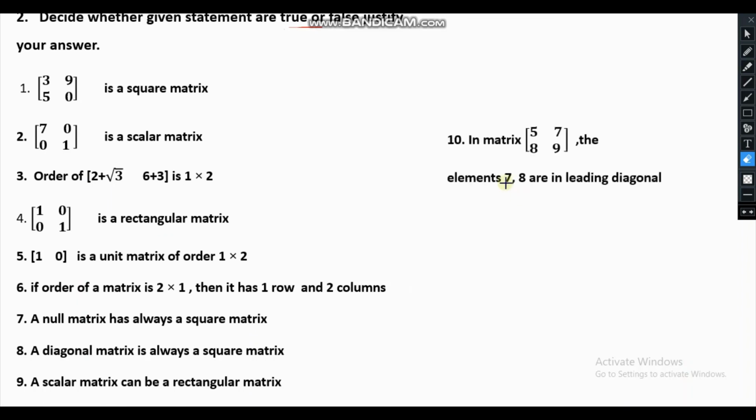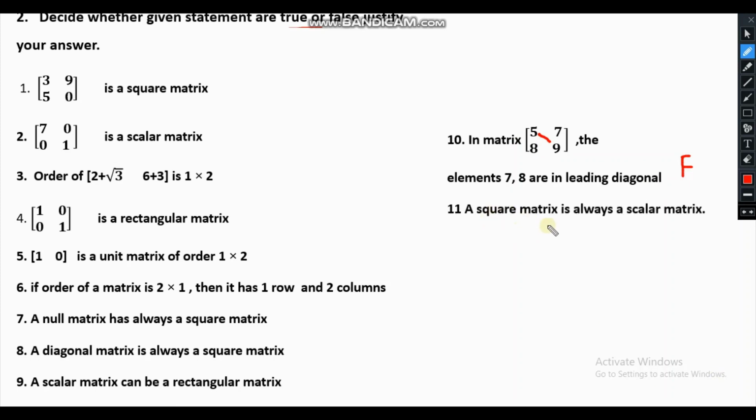Now next, in the matrix 5 8 7 9, we say 7 and 8 are the leading diagonals. So we know that leading diagonals are these elements. So here 7 and 8 are not the elements of the leading diagonal, because the elements of the leading diagonal are 5 and 9. So the leading diagonal is 5 9. So this is false.